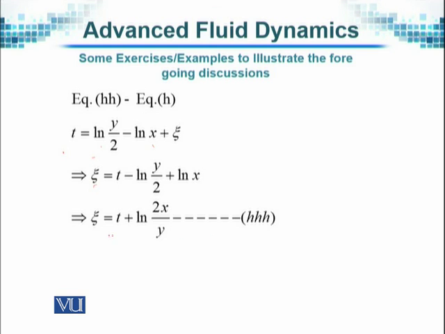and we obtain another equation in which we have the combination of the two that gives us zeta is equal to t plus log of 2x over y. You know that we have a formula that log of a minus log of b is equal to log of a over b. So that has been used here. Since this is with the negative sign, we have y coming in the denominator and so on.